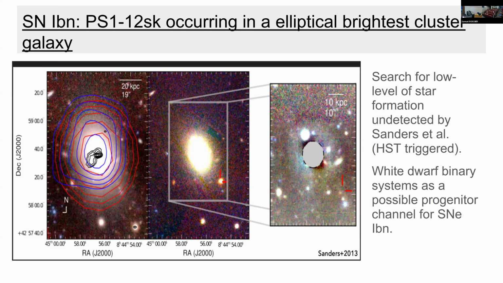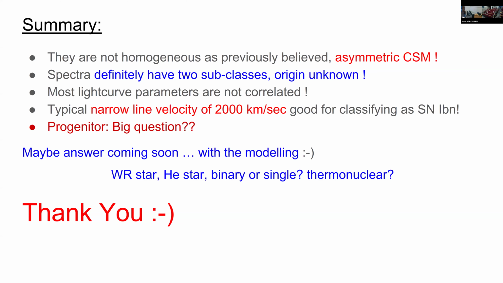However, there is this event PS1-12sk, which occurred in an elliptical brightest cluster galaxy. And this is one of the events which occurred with a very low level of star formation. And they proposed that white dwarf binary systems could actually be the possible progenitor channel for this. So this is only one case, we don't know, but still we cannot completely rule out this possibility of white dwarf mergers.